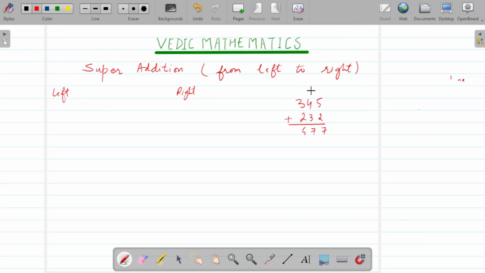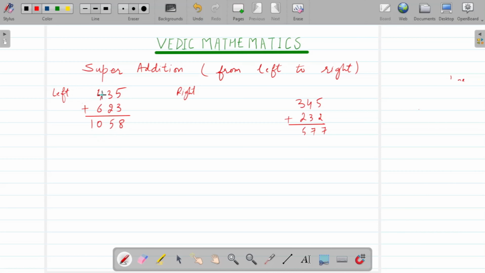But in this we are starting from the left. For example, we have... we'll start from the left side of the question. 6 plus 4 is 10. Write 10 over here. 3 plus 2 is 5. Write 5 over here. 5 plus 3 is 8.